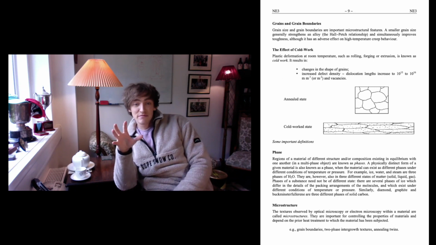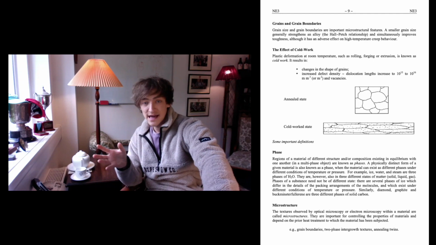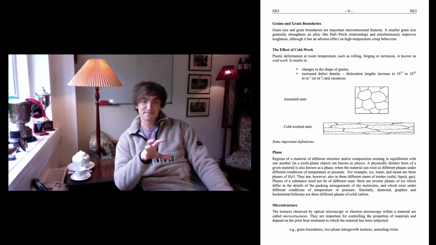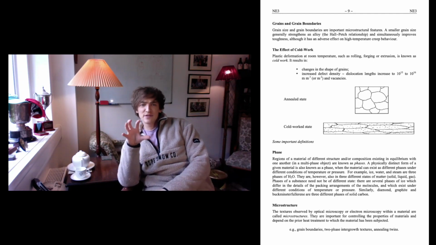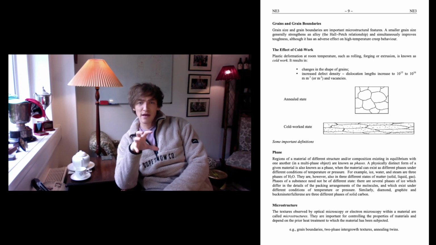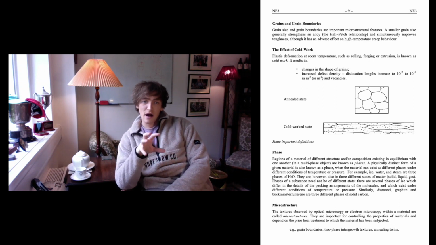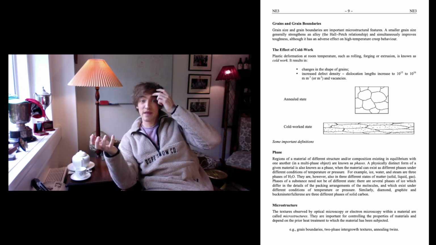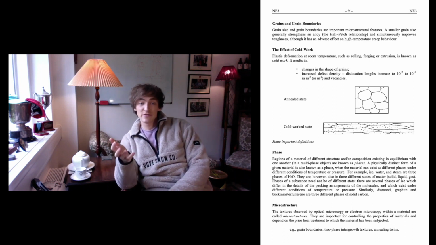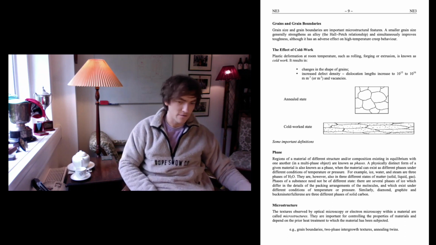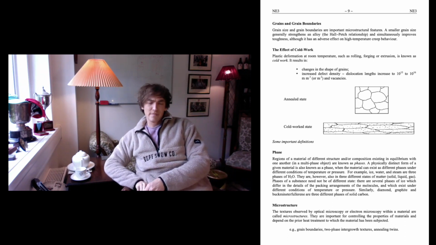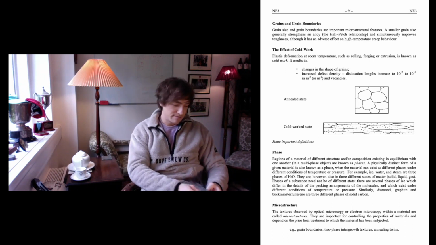Now, I've mentioned the term microstructure a few times today, so let's define what a microstructure is. Well, the textures observed under a microscope, like the schematics I've shown you, are called the microstructure of the material. And altering the microstructure of a material plays a key role in altering the mechanical properties of said material. So let's give it a go.